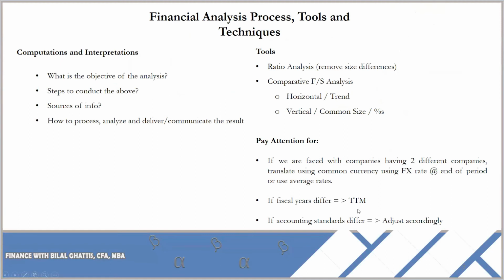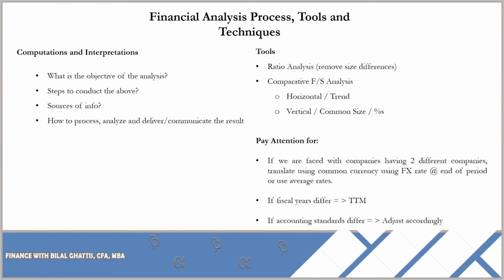The third thing that you should pay attention for is differences in accounting standards. So sometimes you find yourself calculating a certain ratio. The ratio has certain items from the income statement, and you're doing this for two companies. One company abides by the GAAP, generally accepted accounting principles, and the other company abides by the IFRS, which is the International Financial Reporting Standards.